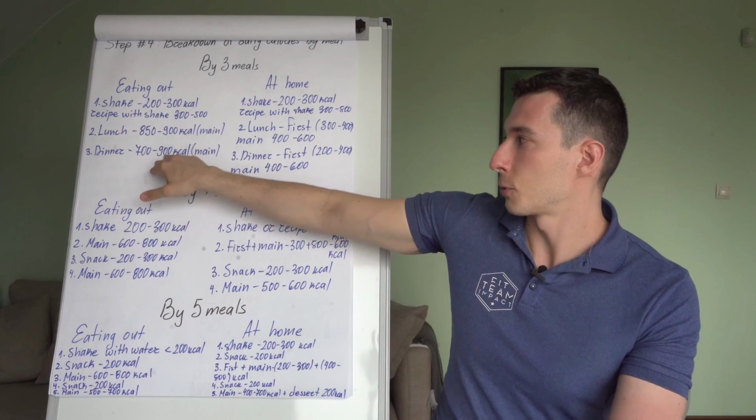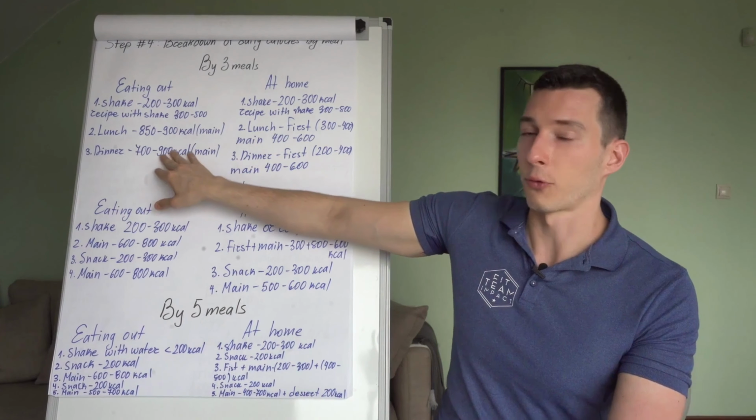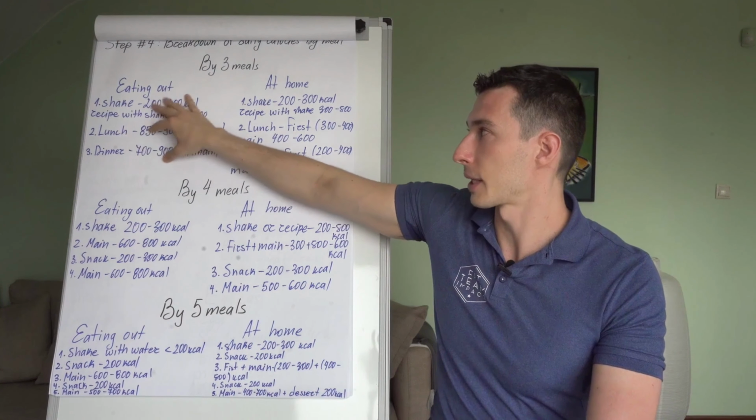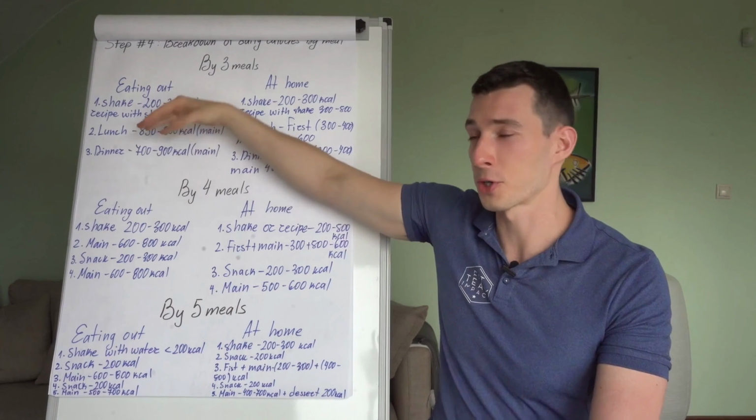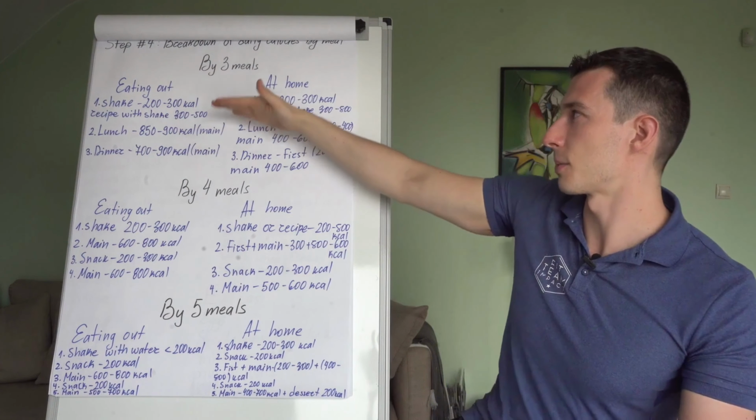Now, if you would have the dinner, it would be the same, between 700 to 900 for a main. So these are the numbers I'm playing with. Depending on your calorie intake, you might want to reduce the portion, or you might want to increase it. This is just a basic guideline.